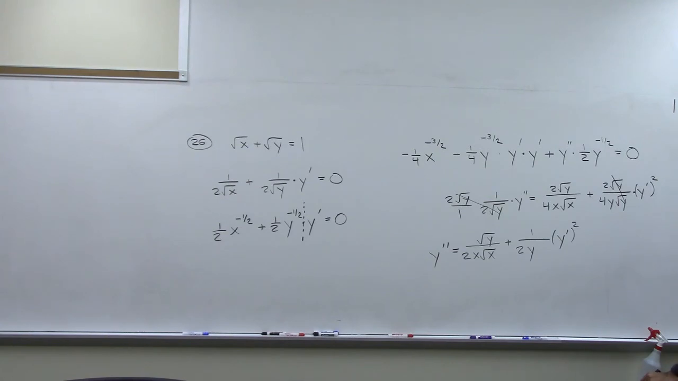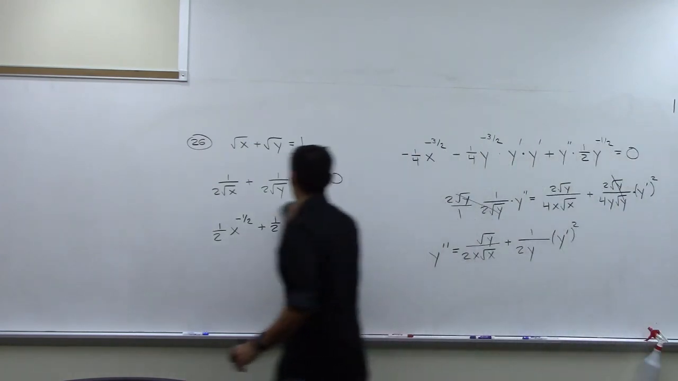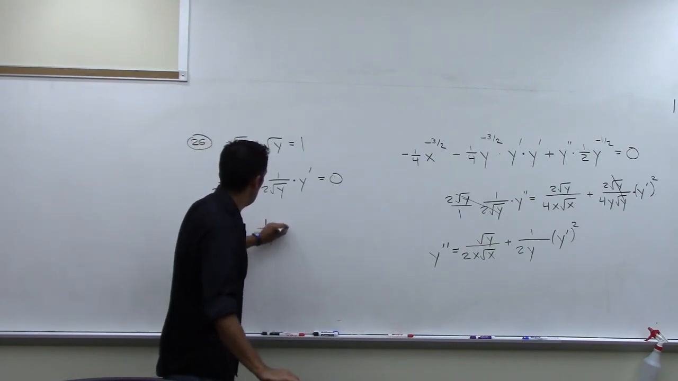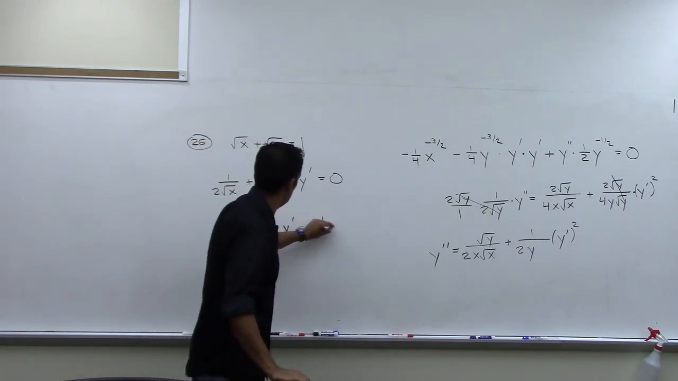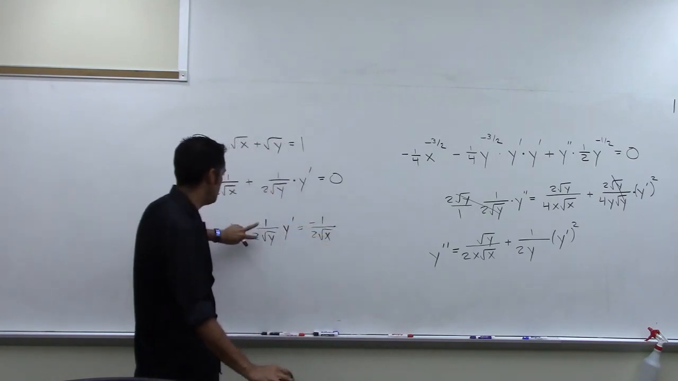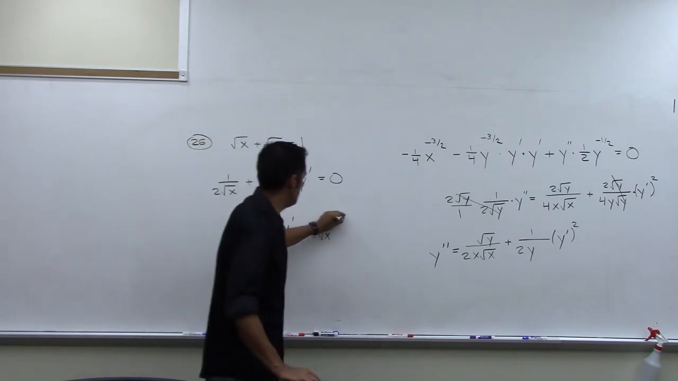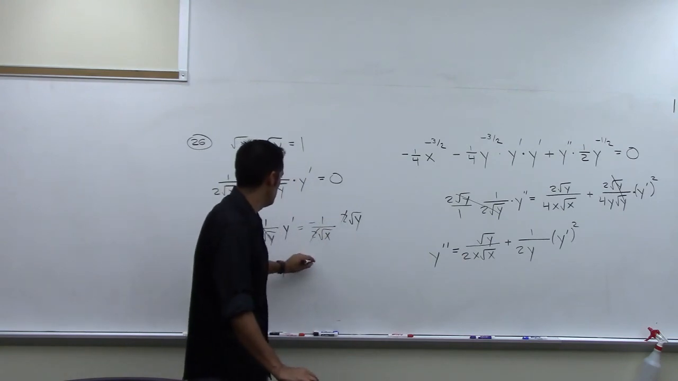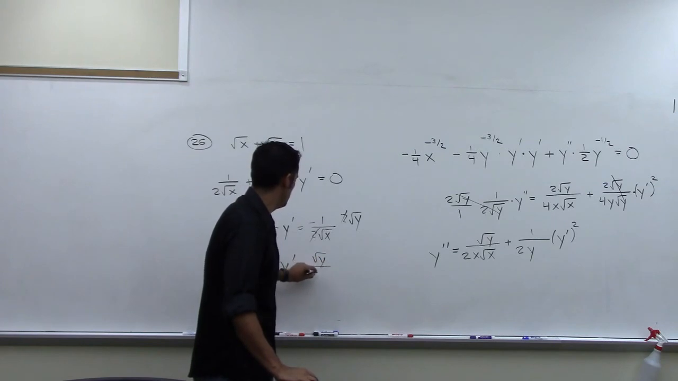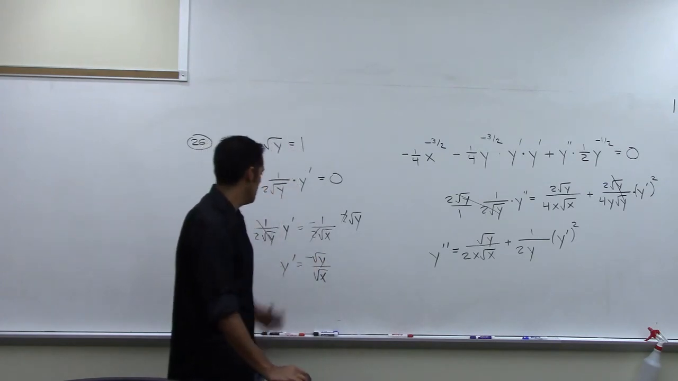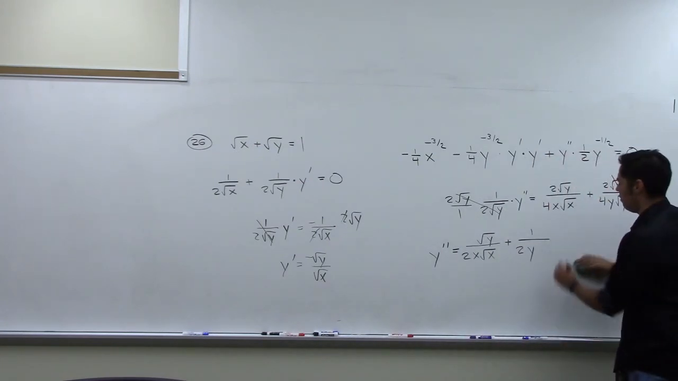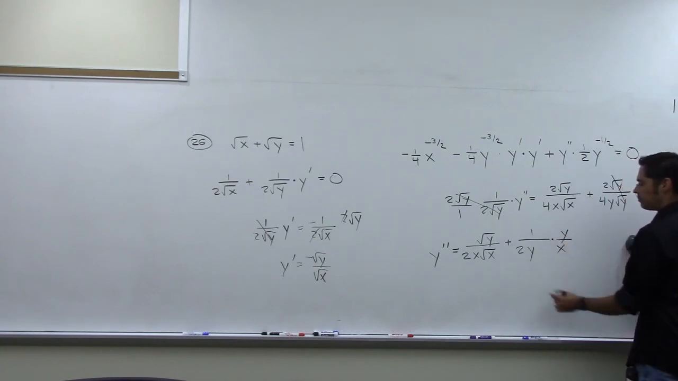Let's try this. What was y prime? Let's go back over here and figure out what y prime was. I do 1 over 2 root y times y prime equals, move that to the other side, negative 1 over 2 root x, and then multiply the reciprocal on both sides. It goes away here. I'm multiplying by 2 root y here. 2's cancel. I'm getting y prime is equal to root y over root x, but negative. And if I put that in right here and square it, I'm just going to get y over x. And the y's cancel.